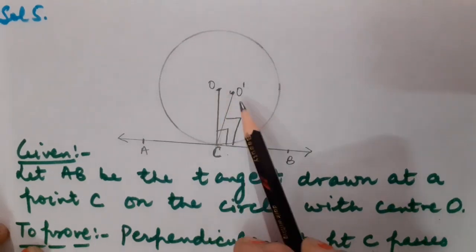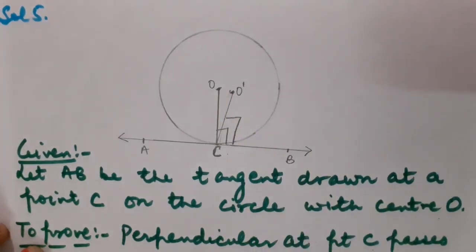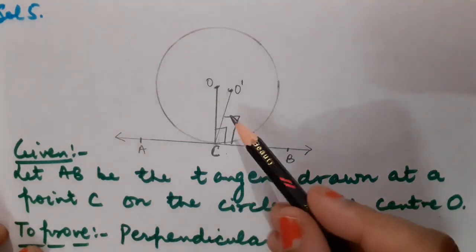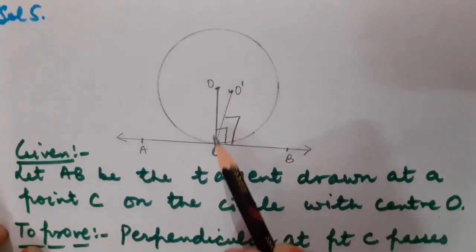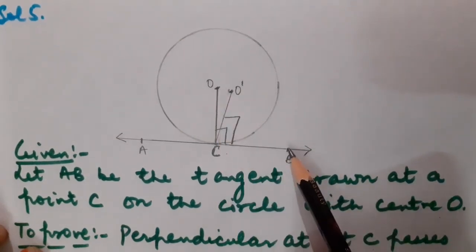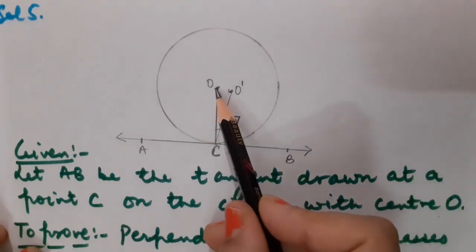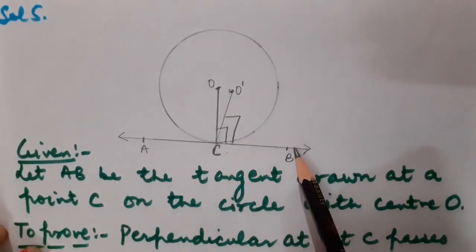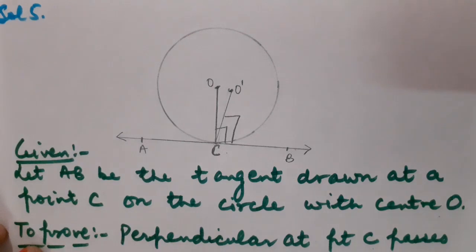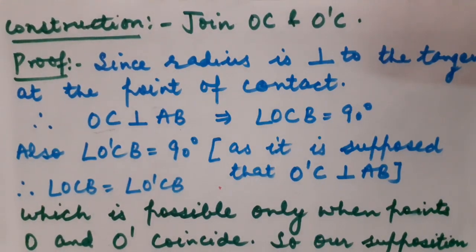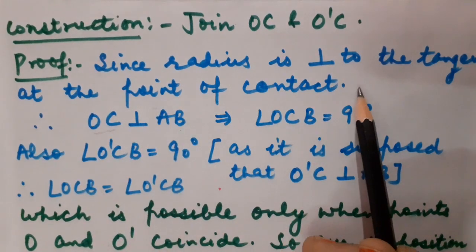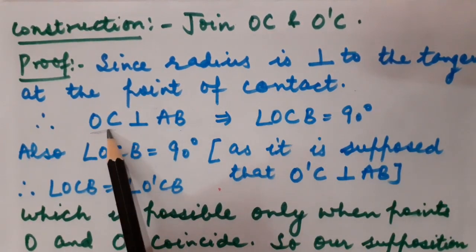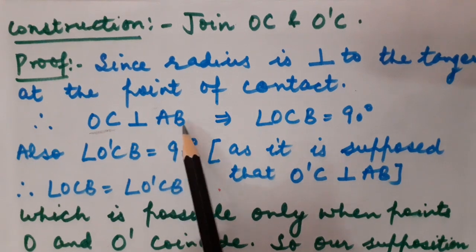Fine, children. So definitely now, whatever was my assumption that O dash CB must be of 90 degree, that has been proved wrong. Why? Because OCB is of 90 degree, as according to theorem 10.1 I know that radius is perpendicular to tangent. Understood, children? Now you just look at its proof. Since radius is perpendicular to the tangent at the point of contact, and children, you know OC is radius, so OC is perpendicular on AB.